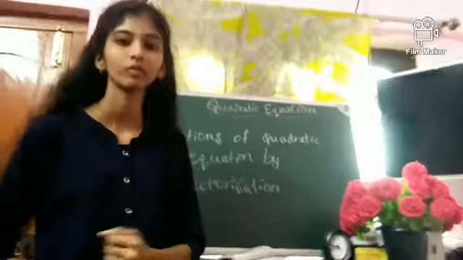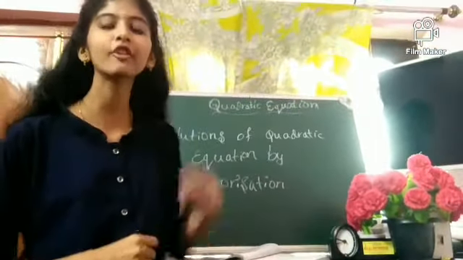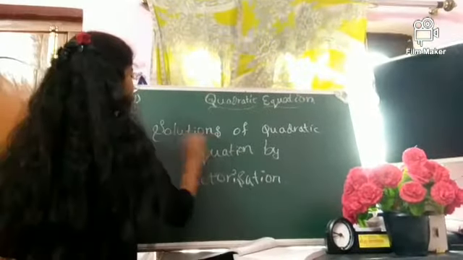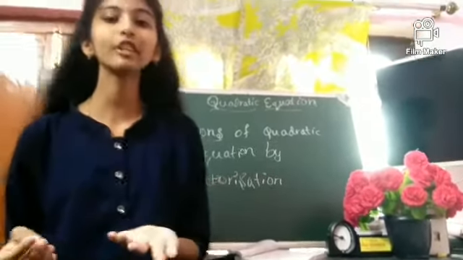Moving further, now we will find the solutions of a quadratic equation by using the factorization method. Here solutions are said to be roots or zeros. Zeros and roots are the same.